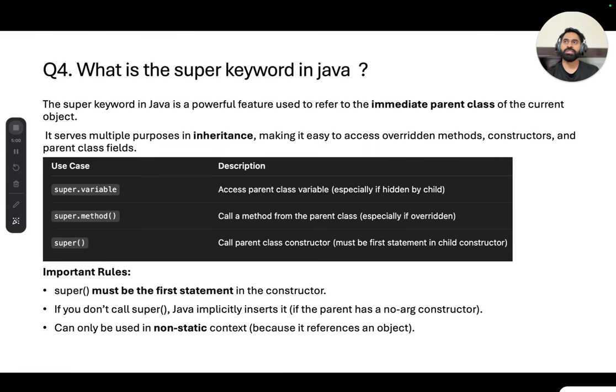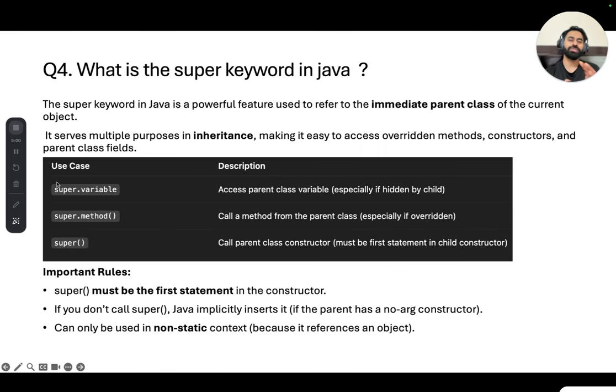Basically, the super keyword is used with inheritance concepts, and it is used to call overridden methods, constructors, and parent class fields. All these concepts we will see in an example, so you will get a better understanding of this. First, let's discuss this table.